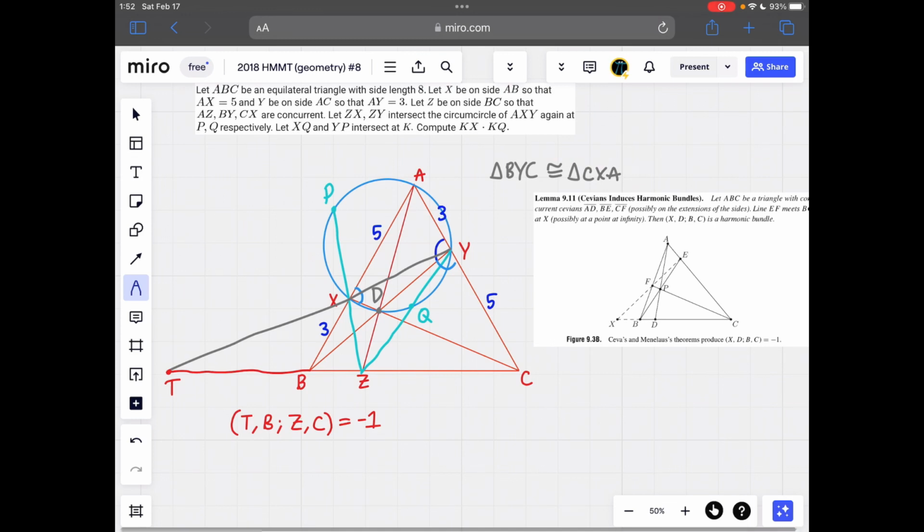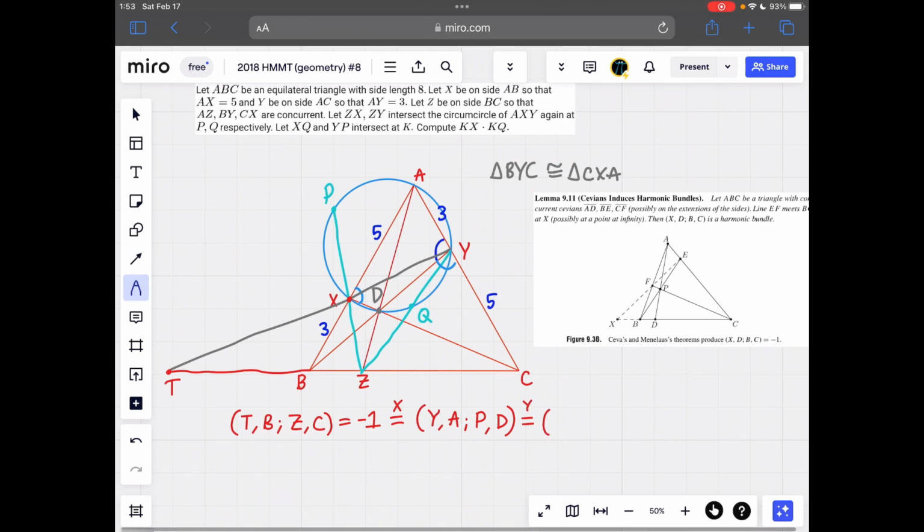So if we do perspectivity centered at X, line TX intersects the circumcircle at point Y. So projecting through X to the circumcircle of AXY, it's going to give us T maps to Y, B goes to point A, point Z, ZX intersects the circumcircle at P. So that's point P. And CX intersects the circumcircle at point D. So YAPD is harmonic.